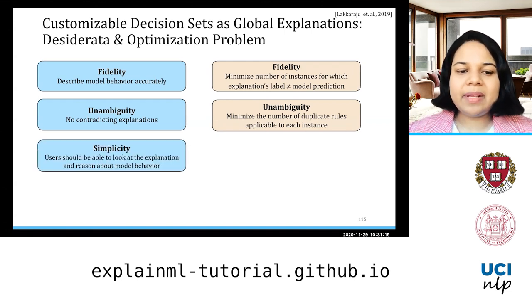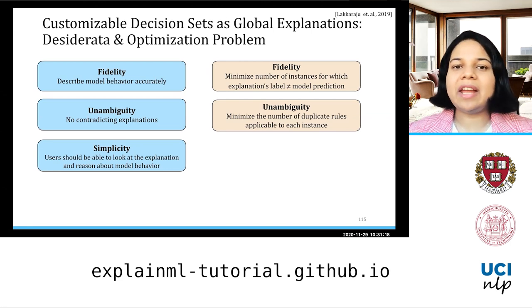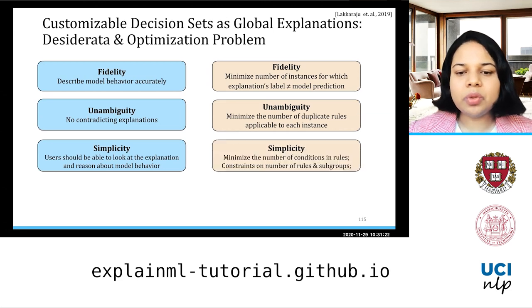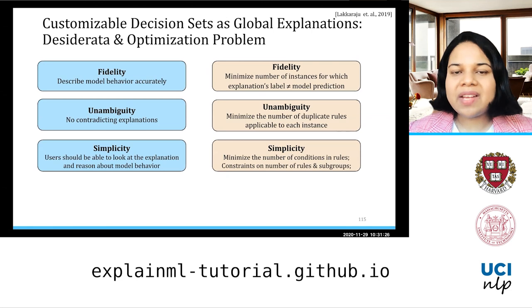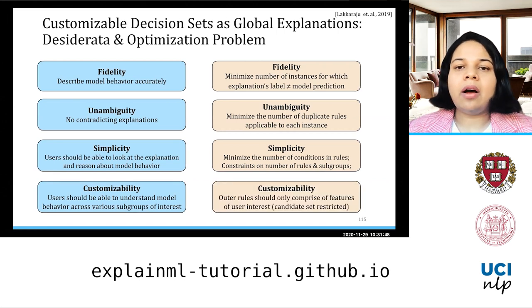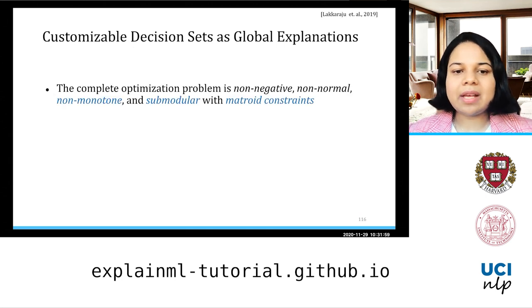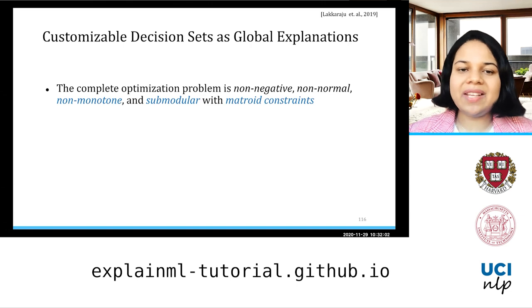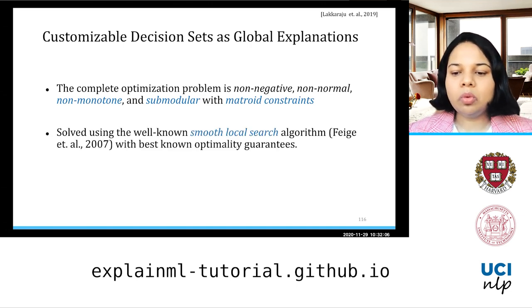And the third criterion is simplicity, where users should be able to look at the explanation and reason about model behavior. And in order to do this, we add a term in the objective, which minimizes the number of conditions in the rules. And we also add constraints on the number of rules and subgroups. Lastly, of course, the last important aspect here is customizability, where users should be able to understand model behavior across various subgroups of interest, as we just saw. And in order to enable that, outer rules are constrained to only comprise those features which are of interest to the users. Okay. And the complete optimization problem turns out to be non-monotone and submodular with matroid constraints and can be solved using the well-known smooth local search algorithm.